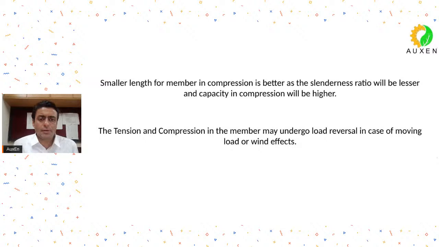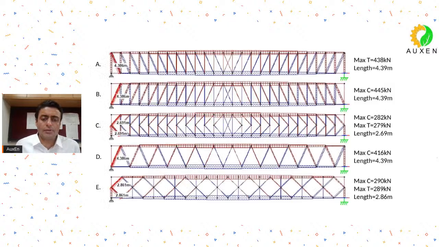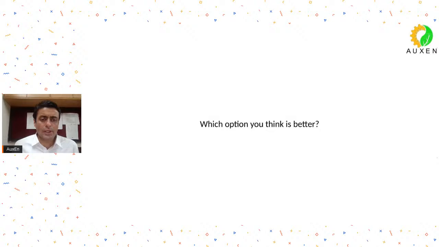Smaller length for a member in compression is better, as the slenderness ratio for small members will be less and capacity will be high. The tension and compression in the member may undergo load reversal in case of moving loads or wind effects. So wherever there is a chance of load reversal, and if you have diagonals like type A or type B only in one direction, that will be a problem for you. Okay, good. Let us move ahead.